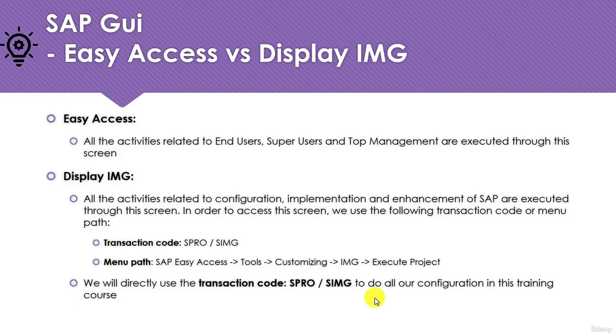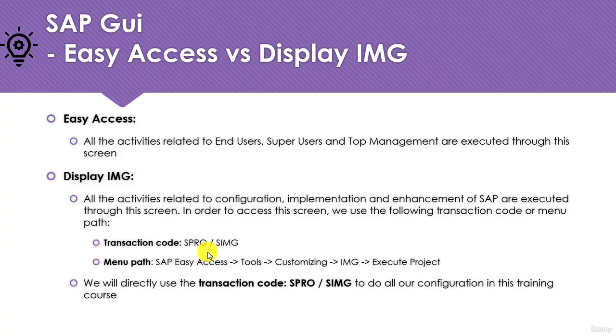And I would like to highlight one more point here, that SIMG is the transaction code to access the Display IMG screen that is introduced by SAP in the version S/4HANA 2021. Before S/4HANA 2021, SPRO was the only transaction code that was used to access the Display IMG screen. And the good thing is that in S/4HANA 2021, we have both transaction codes available to access the Display IMG screen. So it is up to you.